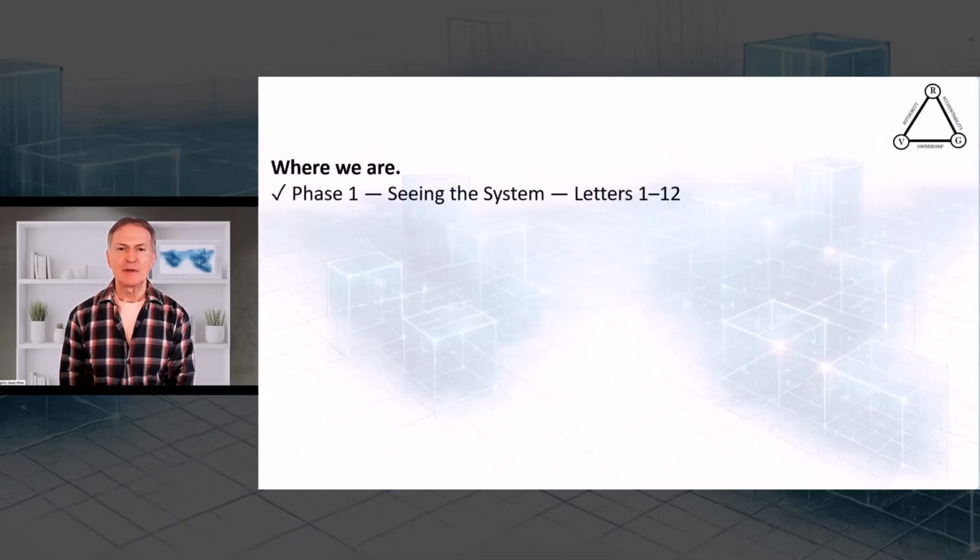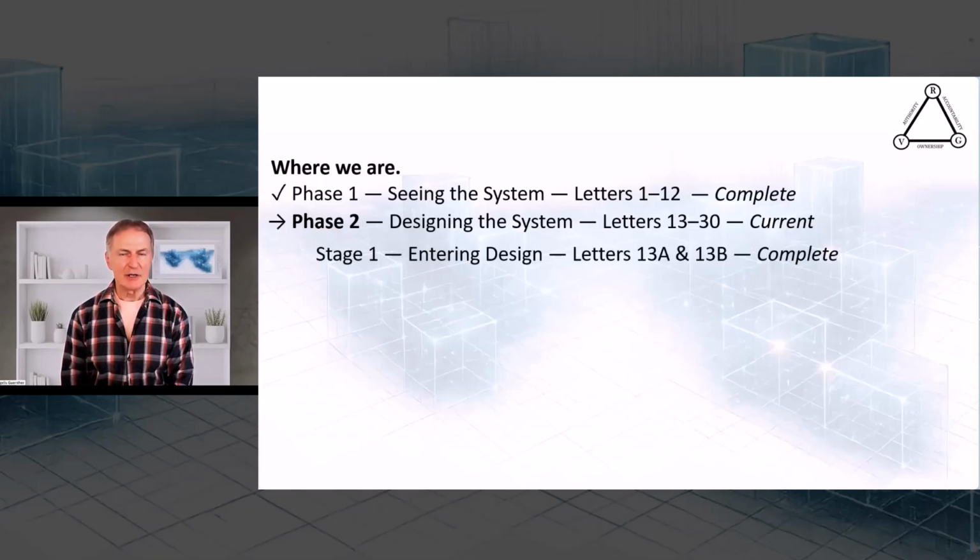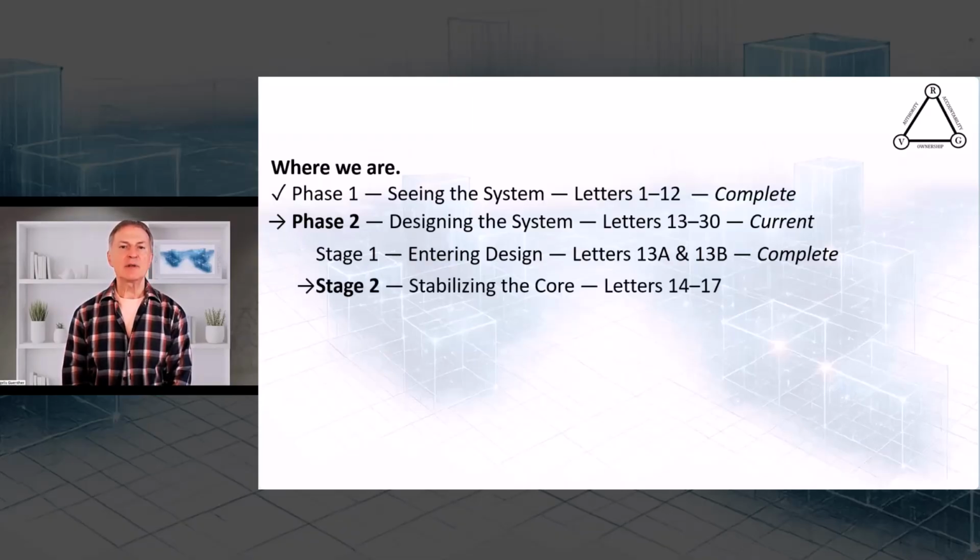Here's where we are in the governance series. Phase 1, seeing the system, letters 1 to 12, that is complete. Phase 2, designing the system, composed of letters 13 to 30, there are multiple stages. Stage 1, entering design, letters 13A and 13B. That is complete. Stage 2, stabilizing the core, letters 14 to 17.